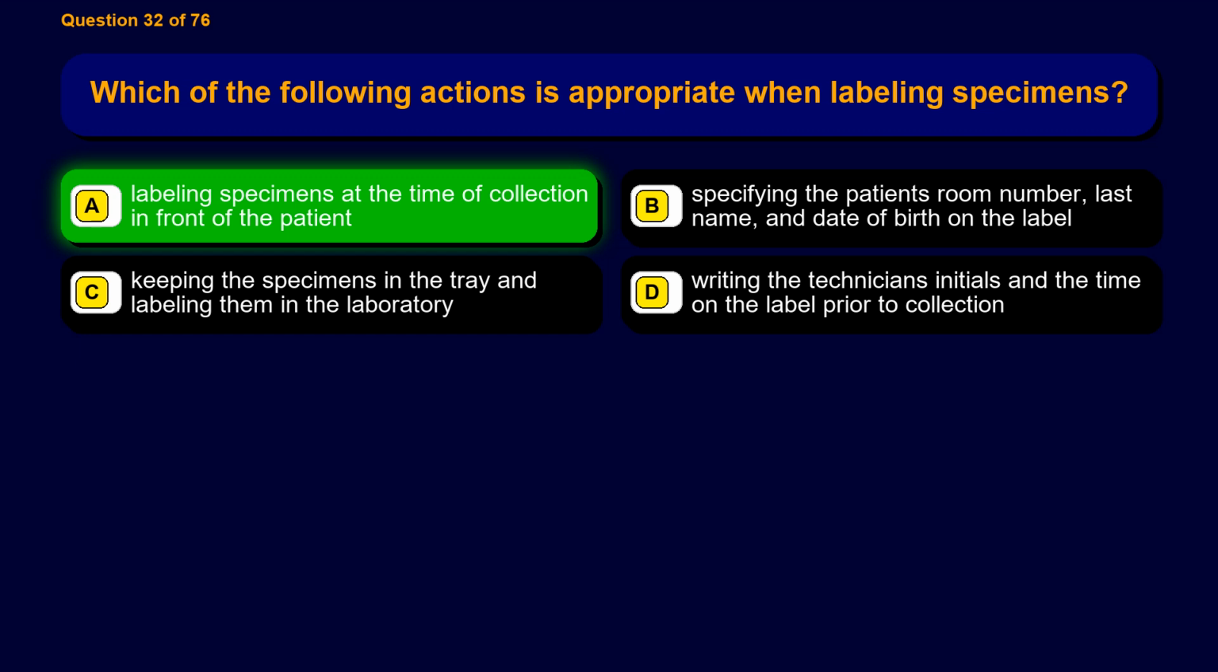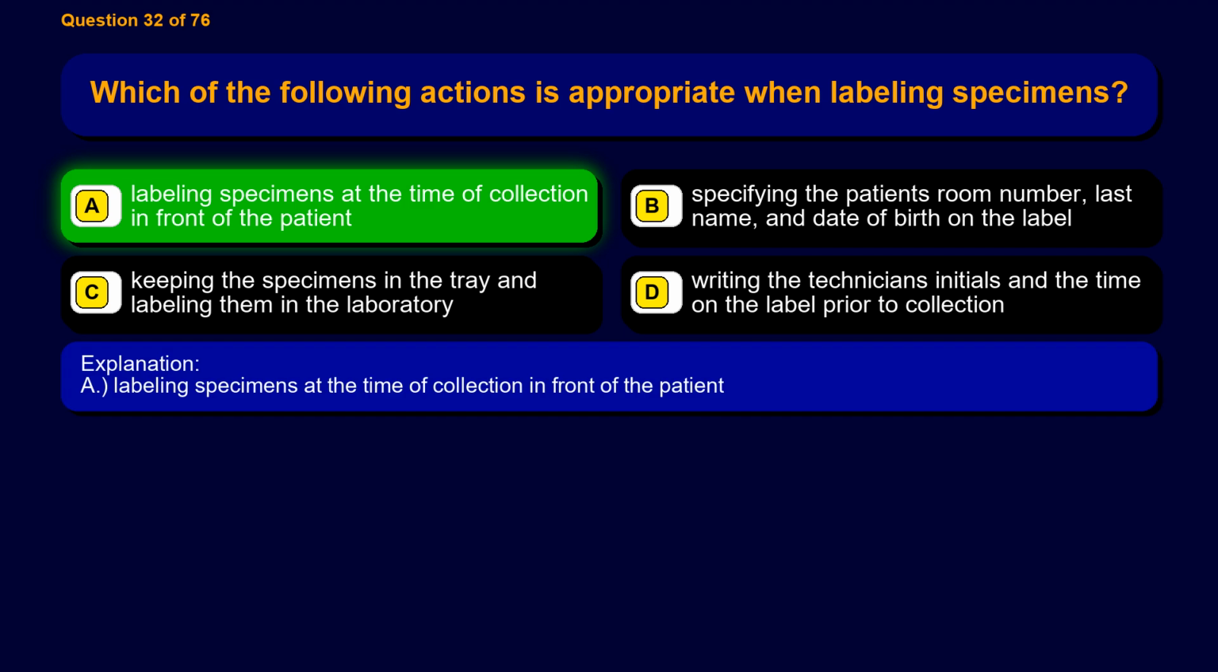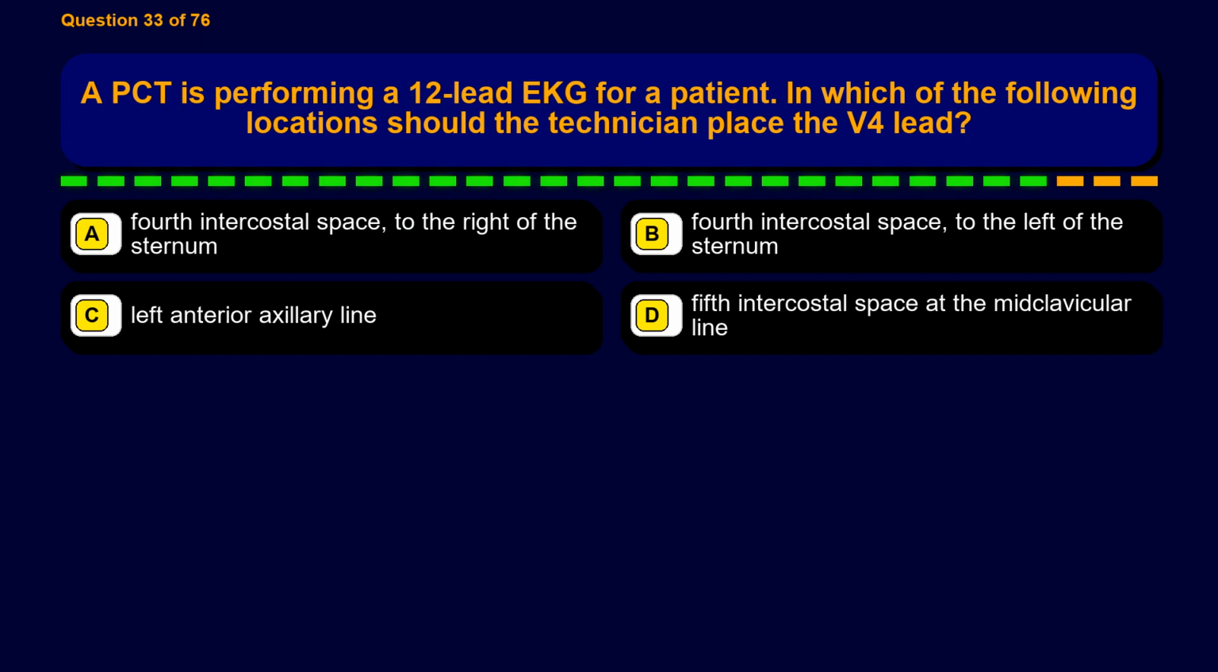The correct answer is option A, labeling specimens at the time of collection in front of the patient. Question 33. A PCT is performing a 12-lead EKG for a patient. In which of the following locations should the technician place the V4 lead? Option A, fourth intercostal space, to the right of the sternum. Option B, fourth intercostal space, to the left of the sternum. Option C, left anterior axillary line. Option D, fifth intercostal space at the midclavicular line.